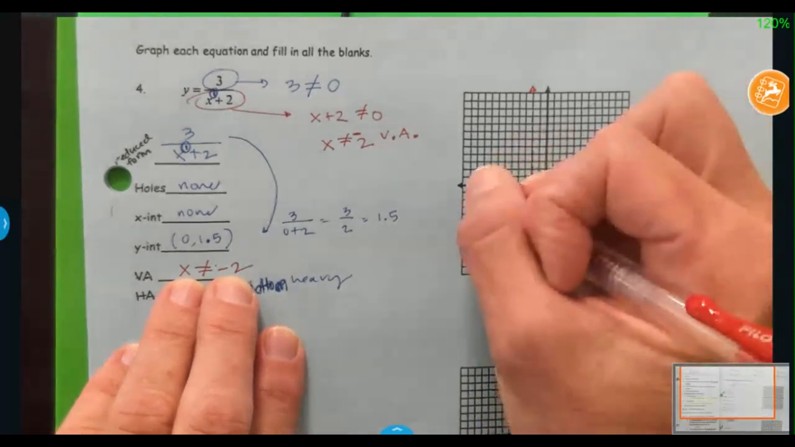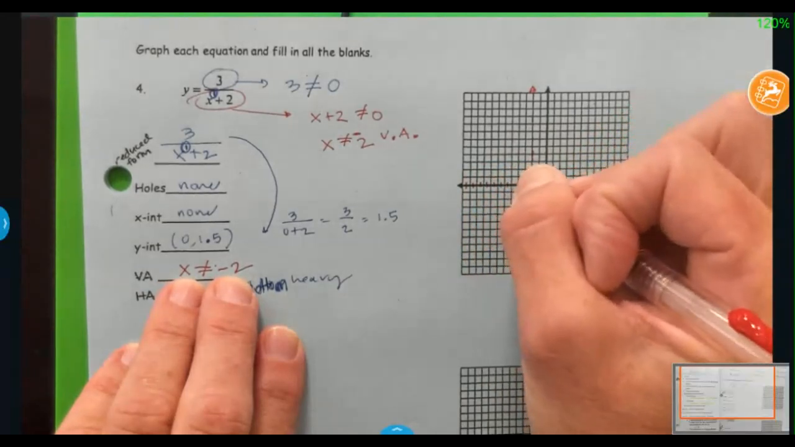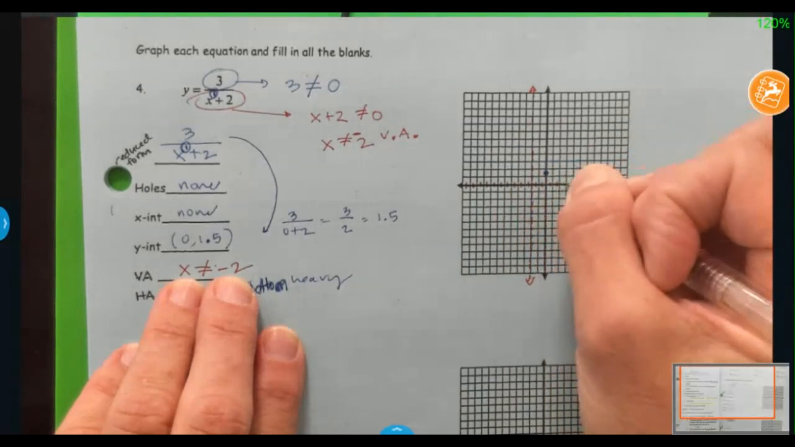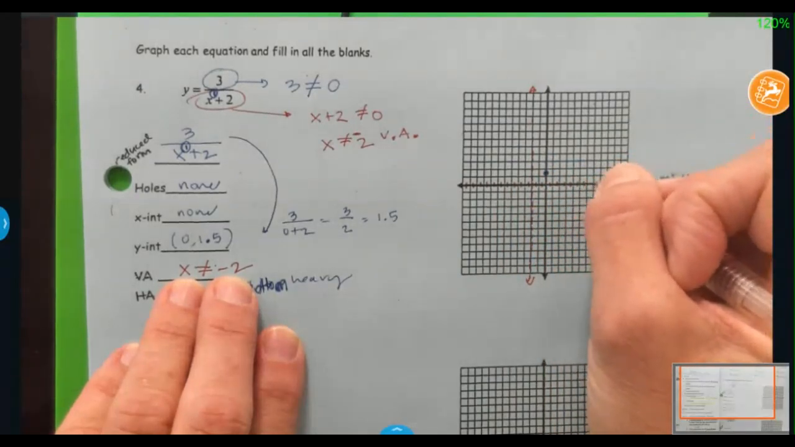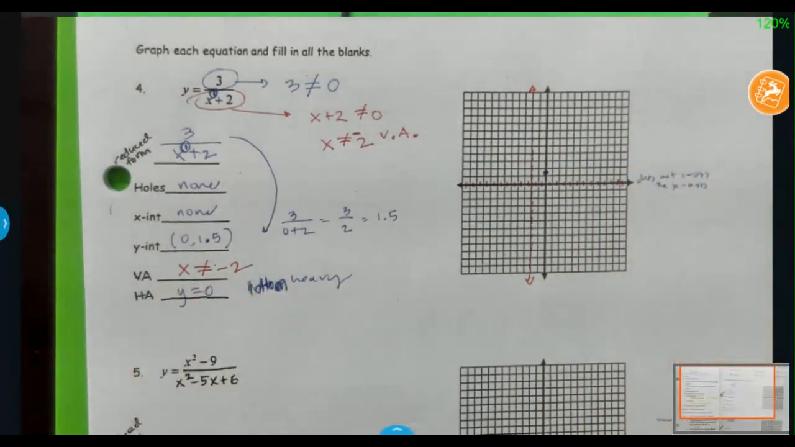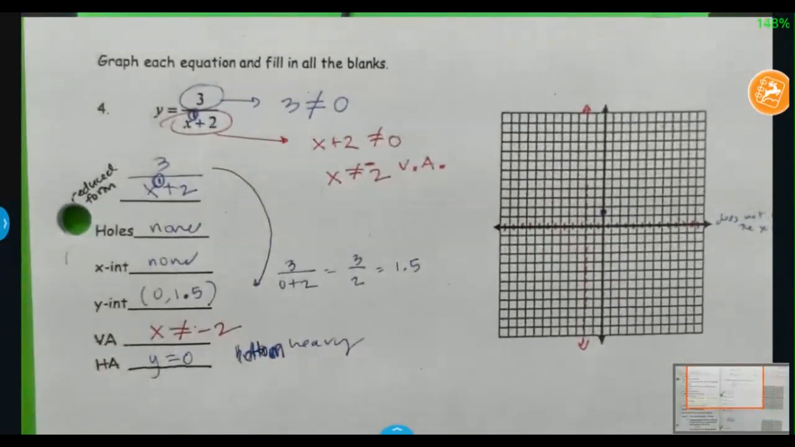Now, it does not cross the x-axis, so I'm going to put little tick marks all along the x-axis, telling myself you can't cross the red line. So I've got two asymptotes. I have a horizontal asymptote, and I have a vertical asymptote. It cannot cross those red lines. I don't know if y'all can see that red very well, but those are your two asymptotes. All right, are we good up to that point in time?